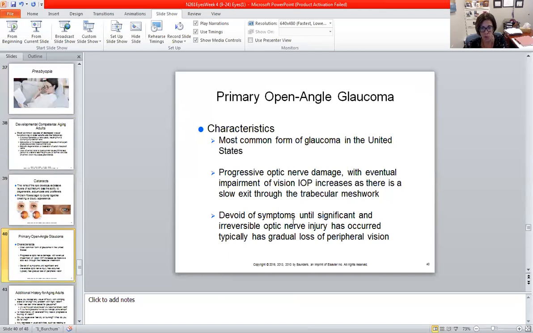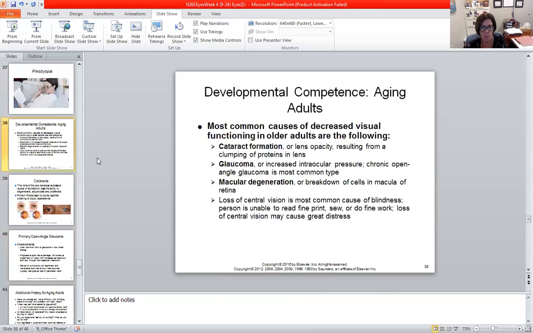So it's devoid of symptoms. In other words, we have no symptoms until significant irreversible optic nerve damage has occurred. So typically what happens is they have gradual loss of their peripheral vision. So once again, glaucoma is increased intraocular pressure, usually not painful unless it's a certain type.